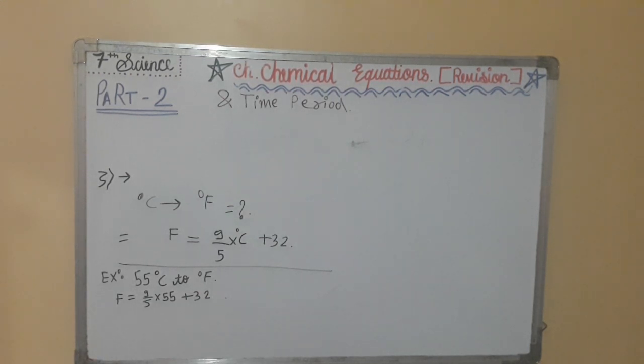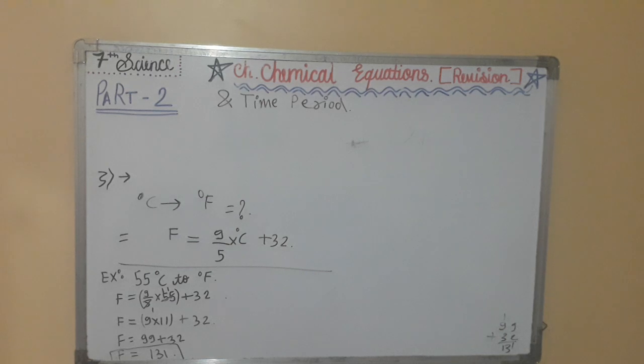After that we'll simplify this term first. 5 ones are 5, 5 elevens are 55. Remaining is Fahrenheit is equal to 9 into 11 plus 32. 9 into 11 is 99 plus 32. So 99 plus 32 will become 131. Therefore, Fahrenheit is equal to 131. I hope you have understood this question.